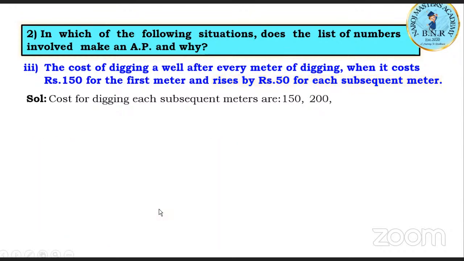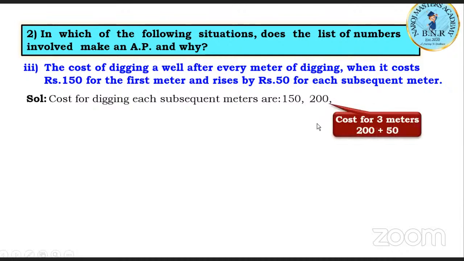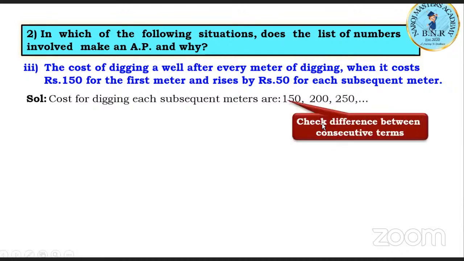Now let me dig for one more meter. Then what you will get? Plus 50 again. So the next term is 250. Is it right? 150, 200, 250, 300, and so on. Is it right?